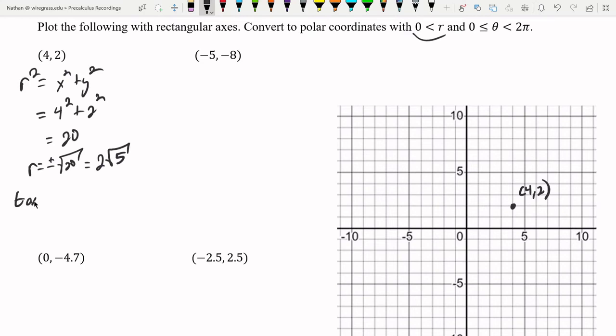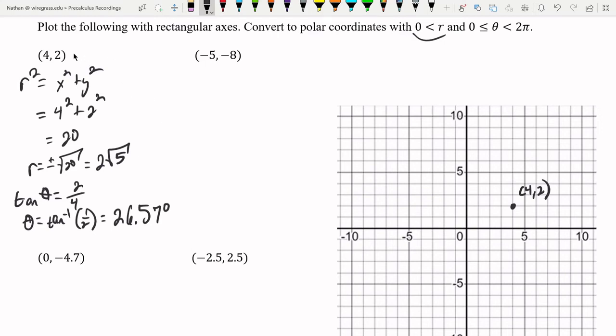And now we have tangent theta equals y over x. Y is 2, x is 4. So the inverse tangent of 1/2, plug it into a calculator, that's going to give us 26.57 degrees, or you can also do it in radians, whatever you want to do.